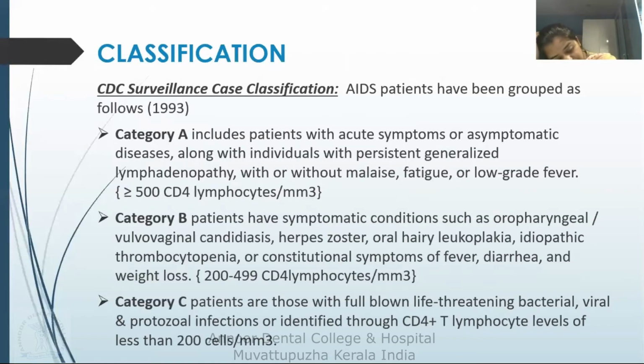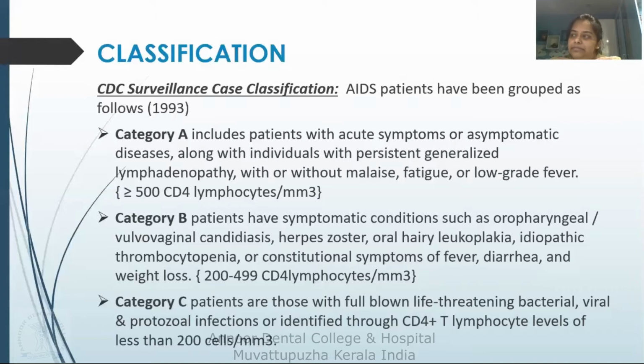Now let's go to the classification. According to the Centers for Disease Control, or the CDC surveillance case classification, AIDS patients have been grouped as follows. We have category 1, 2, 3, or category A, B, and C, you can name it. Category A are the mild ones, those patients who have just stage 1 HIV. These are patients with acute symptoms or asymptomatic disease, along with individuals with persistent generalized lymphadenopathy. They may or may not have malaise, fatigue, or low-grade fever. So they're all stage 1 cases.